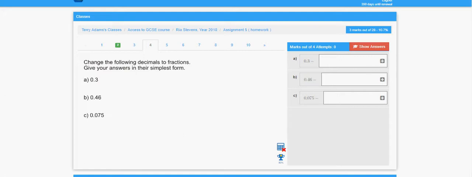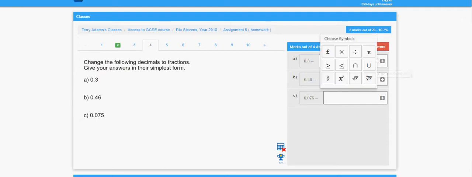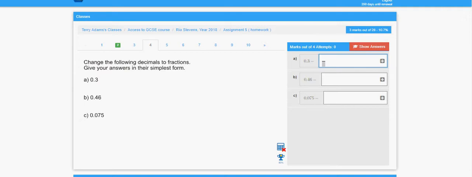So change the following decimals to fractions. Give your answer in their simplest form. Okay, so 0.3. Well, 0.3, we've only got the one number, so that's cool. So 0.3, 3 is in the tenths column. So that's going to be 3/10. Okay, that's all there is to that.